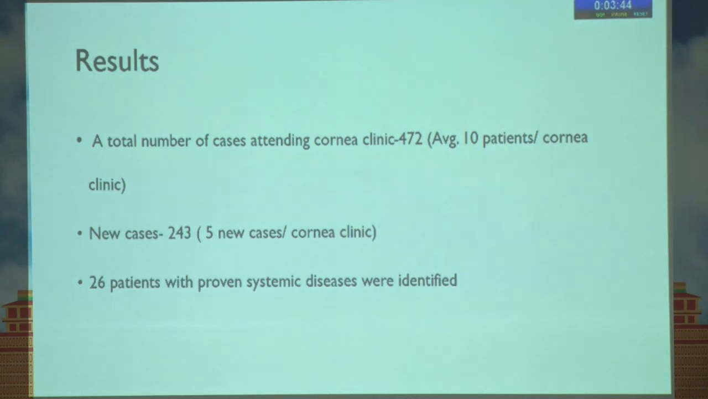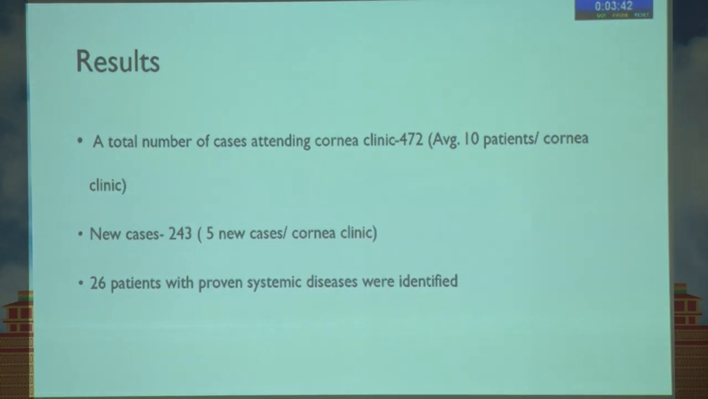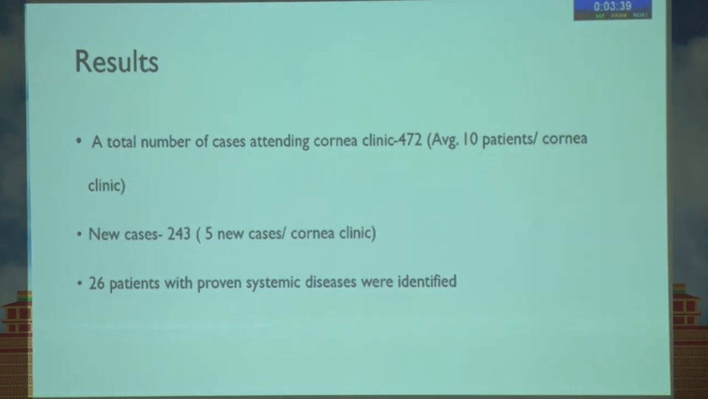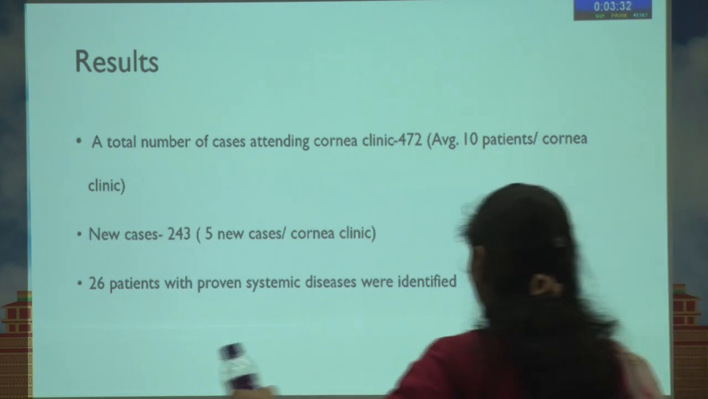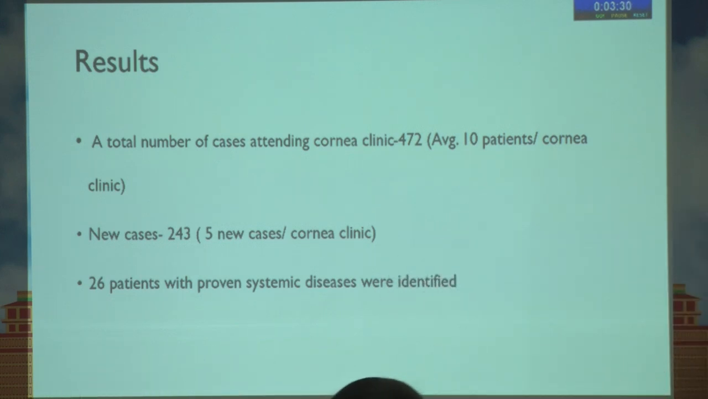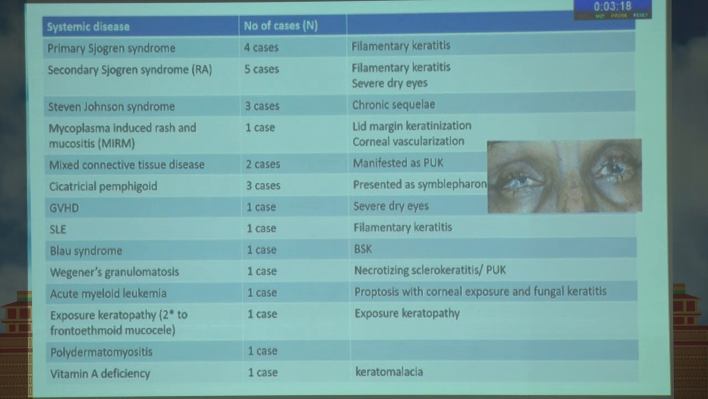This period was the COVID period; the first wave of COVID had come during this time. The total number of cases attending cornea clinic during this period was 472, that means an average of 10 patients per cornea clinic. Total new cases were 243, that means 5 new cases per cornea clinic, and 26 patients were identified with systemic diseases during our study. So these are the systemic diseases that we encountered, and the corresponding clinical feature, that is the corneal manifestation.